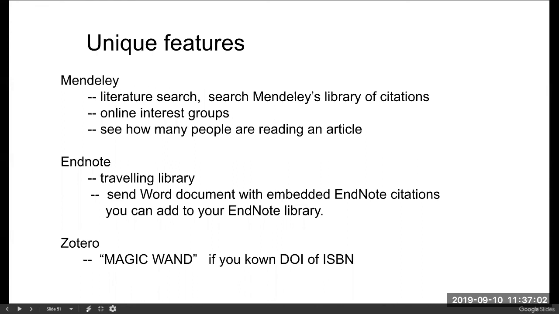Endnote has the traveling library, so you can give citations to other people really easily. If they're working with Endnote, you're golden. Zotero has the magic wand, which works really well for DOIs and stuff like that. If you've got that, put that in, we'll pop it up. Great. Is that it? Are we done?